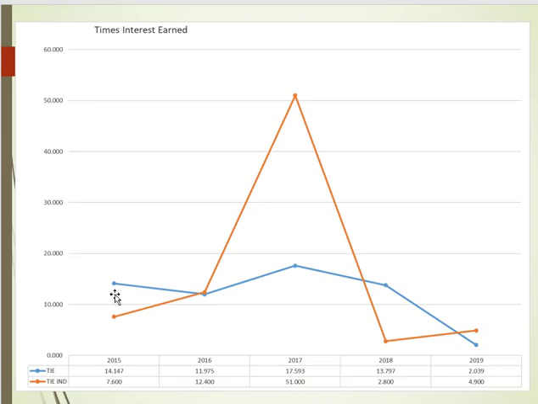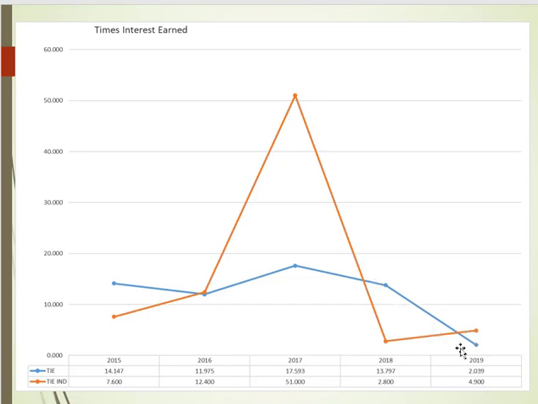If we look at the TIE ratio, you can see that in general, Disney has a much higher TIE ratio, with the exception of this one year. I don't know what happened in 2017. But in general, you can see that their ability to pay is higher than the industry. However, it does seem to be on a downward slope.